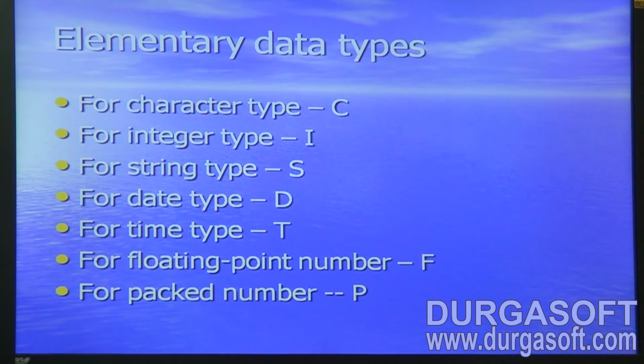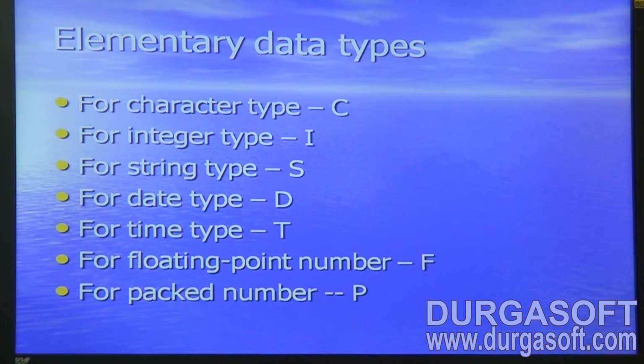Data elementary types. The first one is the character type. When you want to maintain a field value with characters, instead of varchar as in C, we can simply write C. That means we need not write varchar for the declaration of a character. In SAP we can define the data type as C, and for integers, that means numerical values, we can use I, and the string type is S. The date format like DD, MM, YYYY is the date type D, the time type is T, the floating point number is F, and the packed number is P.